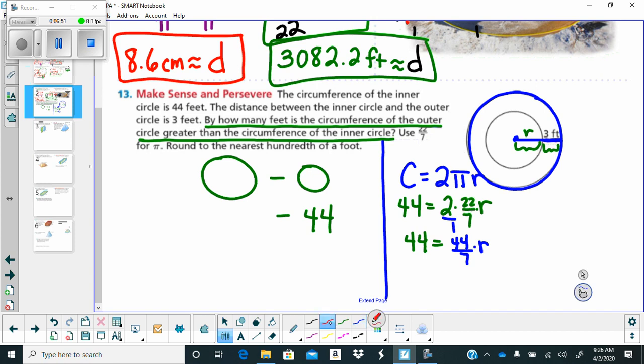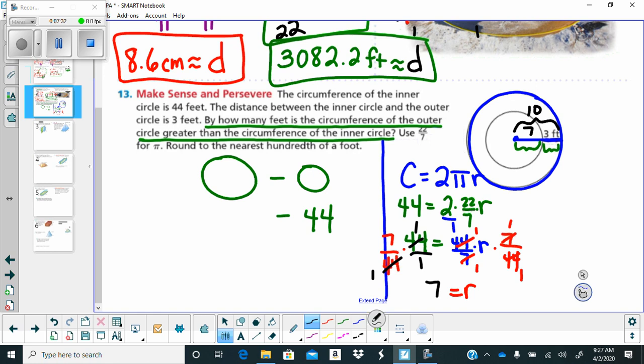How do you undo multiplication, or how do you get rid of a fraction in front of a variable? Remember, you multiply by the reciprocal. And the reason why that works is you can reduce before you multiply. 1 times r times 1 is r. Over here, I can put the 44 over 1 and the 44s cancel, so your r is 7. So this radius in the picture that we just found for the inner circle is 7, which means the radius for the outer circle is 7 plus 3, which is 10.